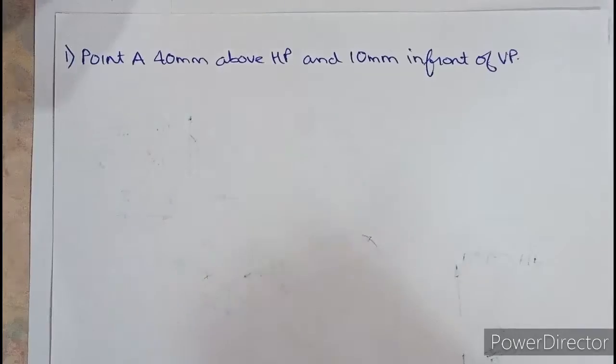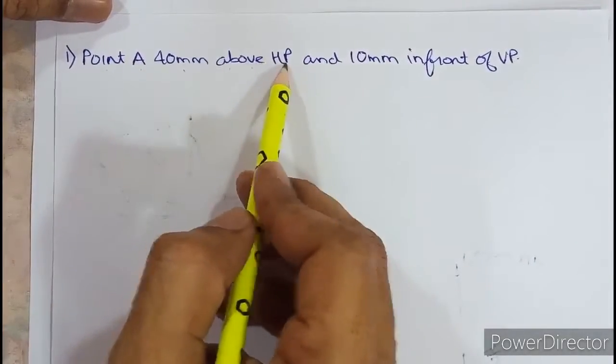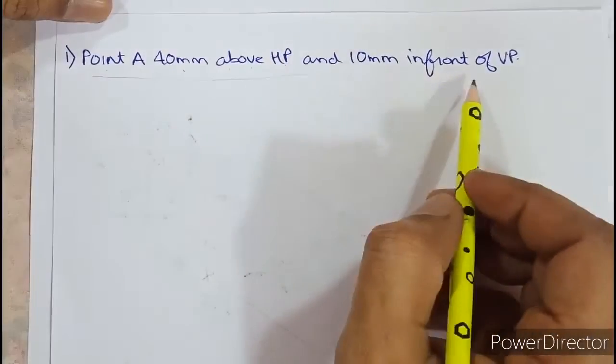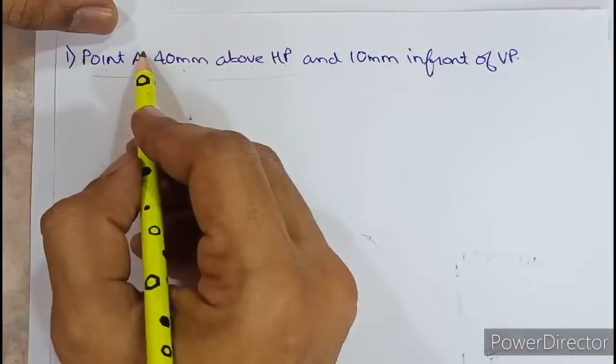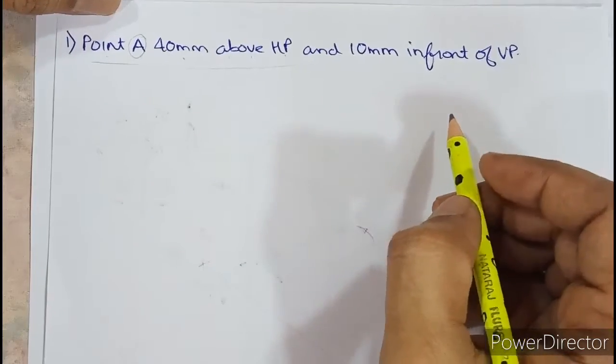So let us start with the first question. First question is point A, 40 mm above HP and 10 millimeter in front of VP. Having read the question, you're supposed to plot the front view and top view of point A with respect to XY. So let me show you an example.